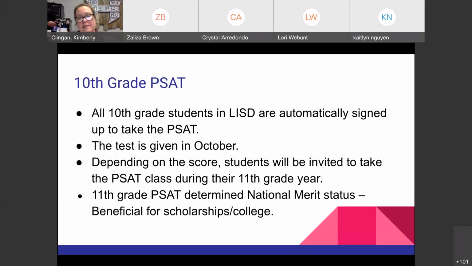The PSAT is offered to our 10th graders in the fall, and all 10th graders take it. Our district pays for all 10th graders to take this test. It's given in October, and depending on students' scores, they'll be invited to do the PSAT class during their 11th grade year. The 10th grade PSAT is for practice. It's to give you an idea of how your student will perform on the SAT. The 11th grade PSAT, in the fall of their junior year, is the one that is used to determine national merit status, which is beneficial for scholarships in college.